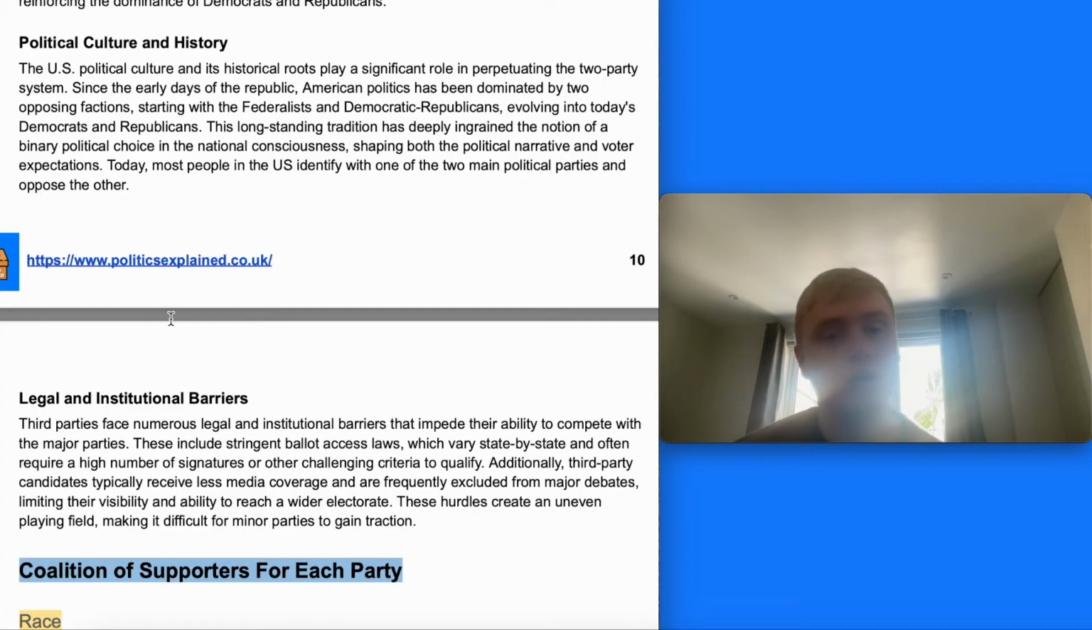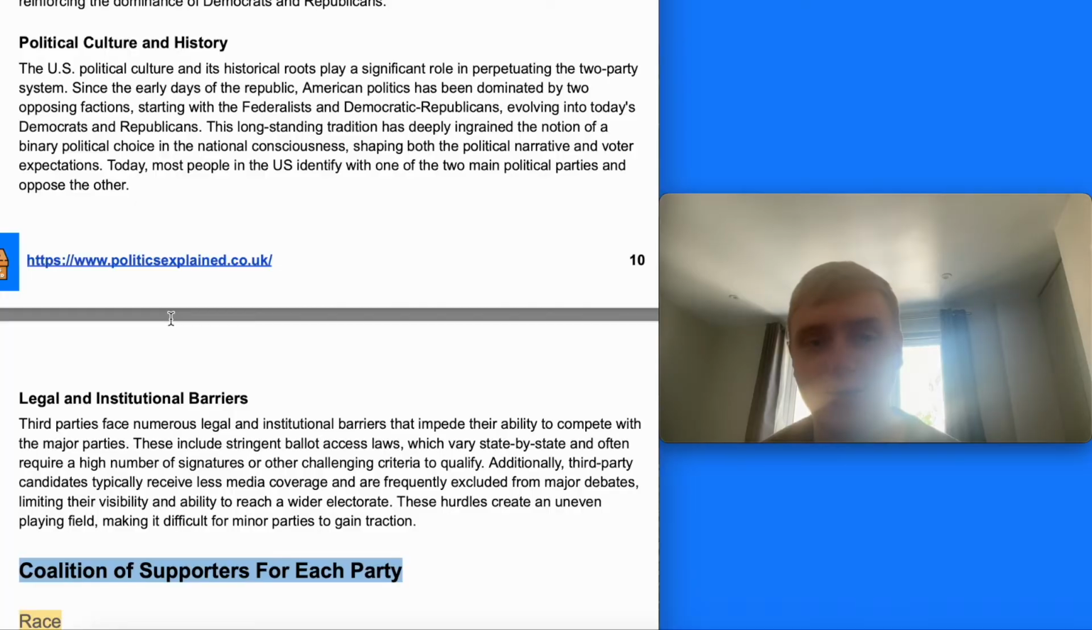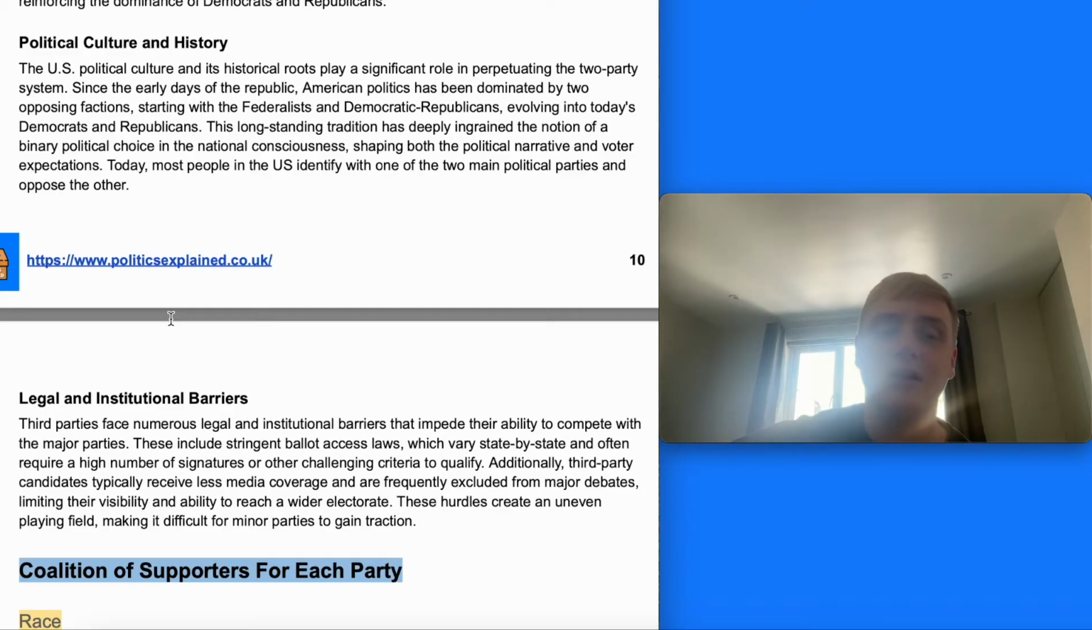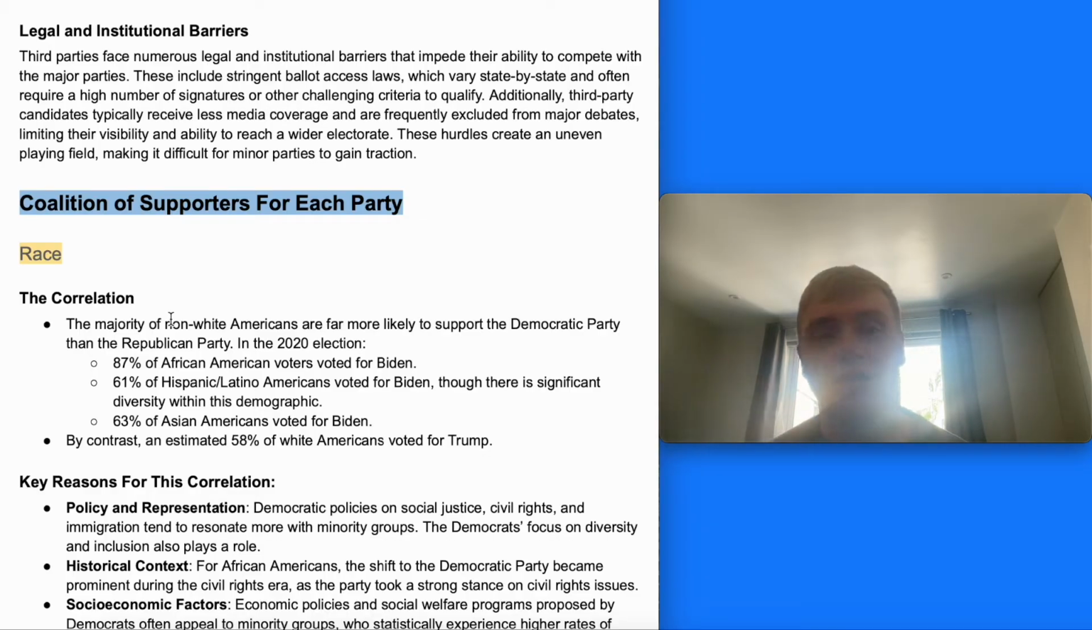It also must be noted that political culture and history in the US is really important. Since the early days of the Republic, American politics has been dominated by two opposing factions, starting with the Federalists and Democratic Republicans and evolving today into the Democrats versus the Republicans. This long-standing tradition has deeply ingrained the notion of a binary political choice in the national consciousness and shapes the political narrative and voter expectations. Most voters today in the US identify with one of the two major political parties.